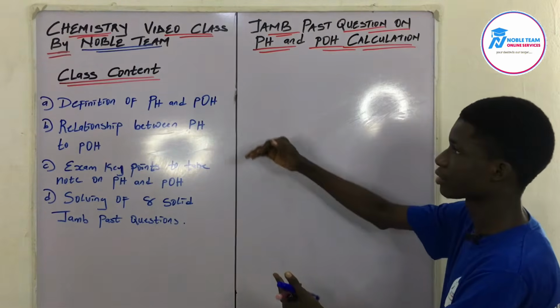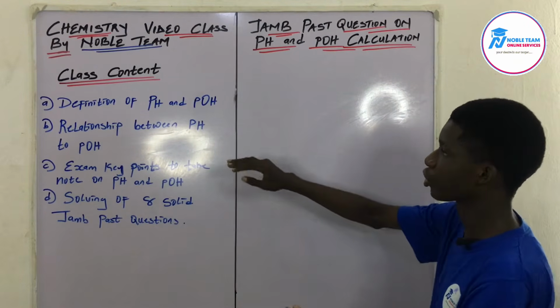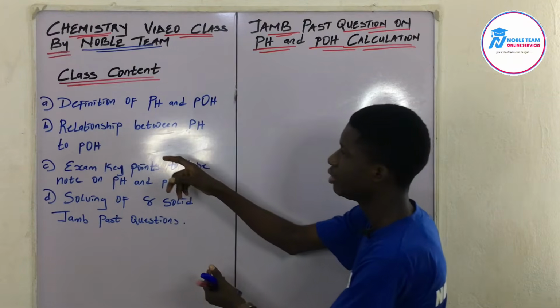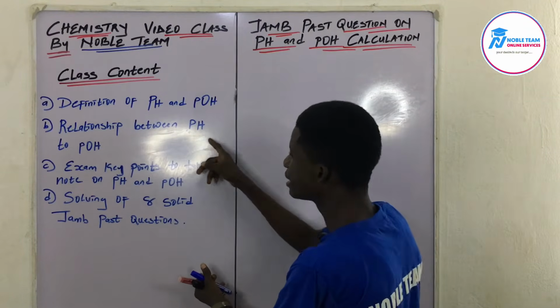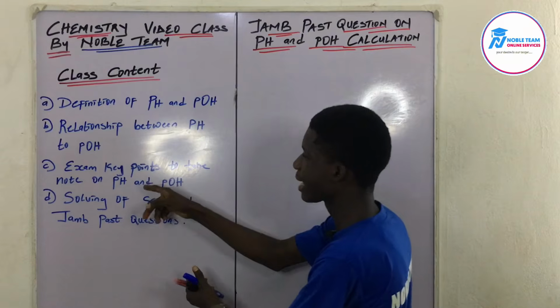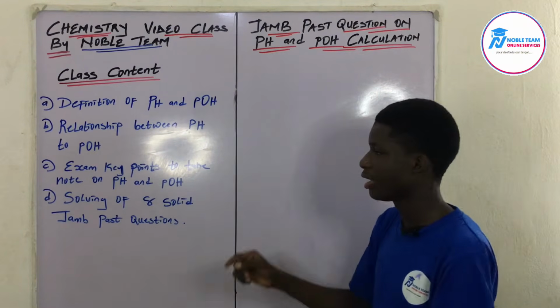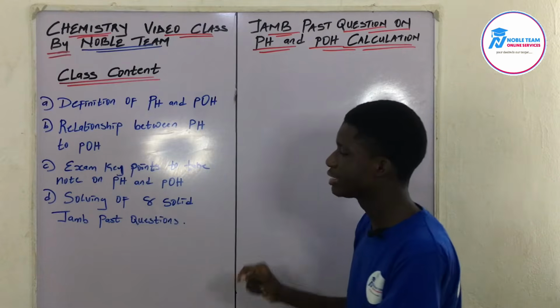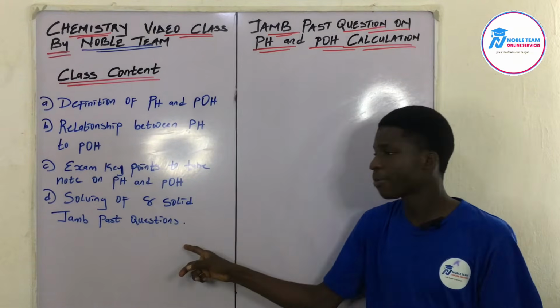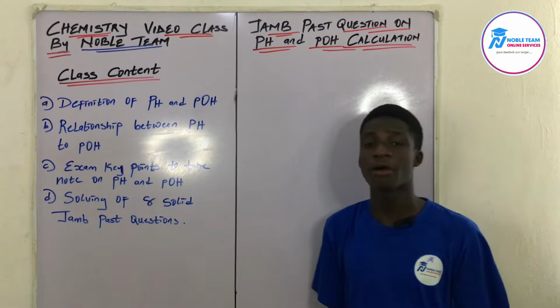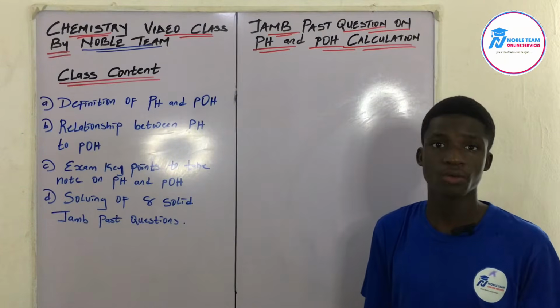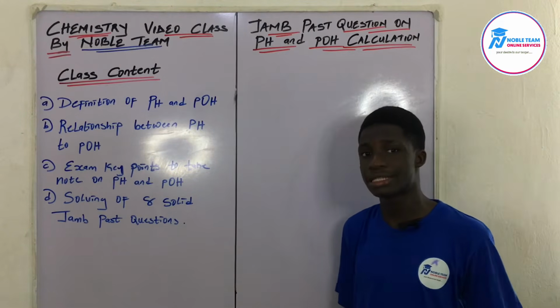This is the class content: the definition of pH and pOH, the relationship between pH and pOH, exam key points to take note of on pH and pOH, then solving of 8 solid JAMB past questions. In this class, we will be solving 5. I'll give you 3 as an assignment. You solve it and submit it in the comment box.